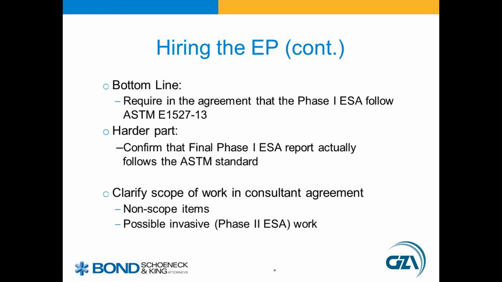If the Phase 1 environmental site assessment follows ASTM E1527-13, the all appropriate inquiry requirement will be met under the EPA rule. To ensure that all the required items in the standard are addressed, the ESA report should follow the recommended table of contents in the Phase 1 report format that is found in the ASTM standard.